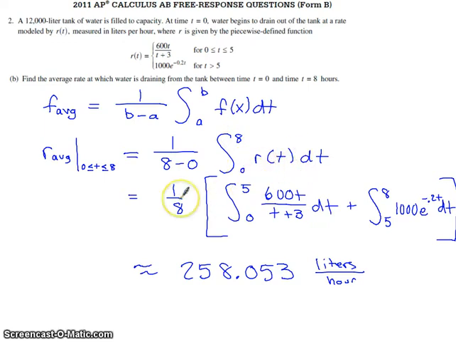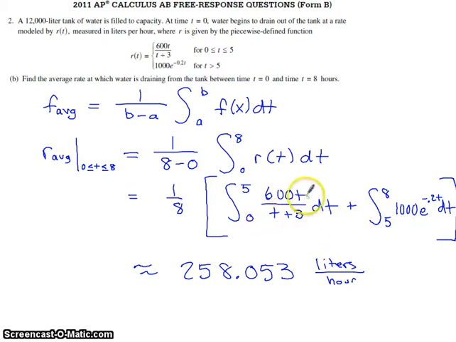Now the one tricky thing is that when you go from 0 to 8 on r of t, you cross the t value where the definition of the function changes from this rational function to this exponential function. So I had to split this integral up into two separate pieces, not halves, since they're not equal to each other. From 0 to 5, the function would be defined to be this, and then from 5 to 8, the function would be defined to be this.